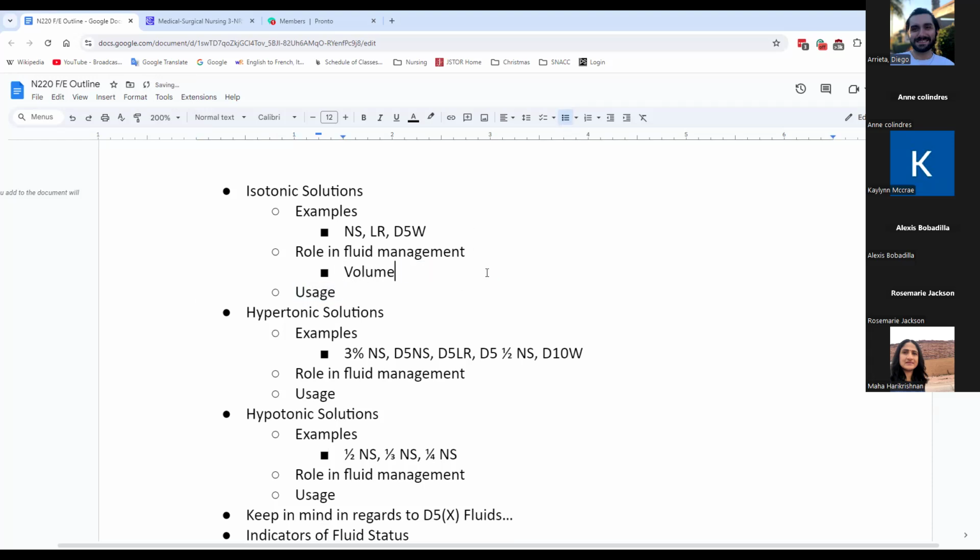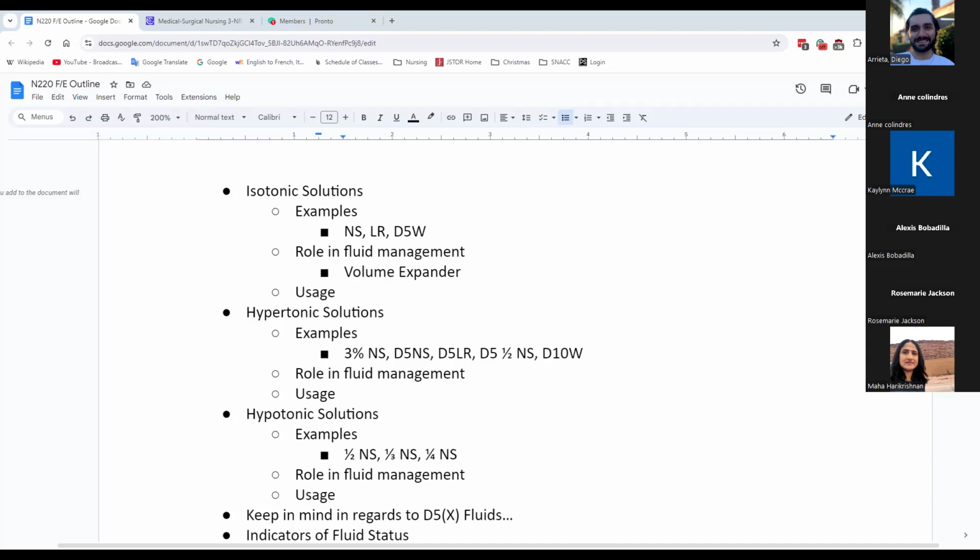So when someone's crashing with their blood pressure, your isotonic solutions are the ones you're gonna bolus them with to increase that volume. So it quite literally does what it says it does. I would hope so. So that's our role for this.